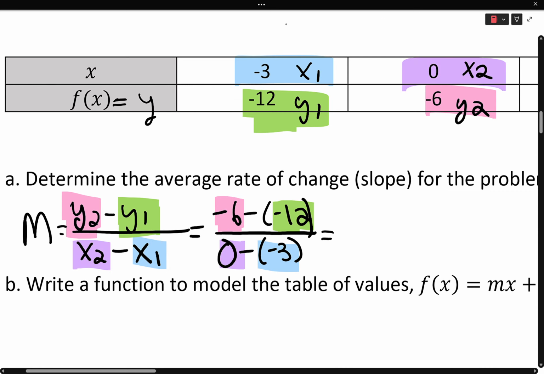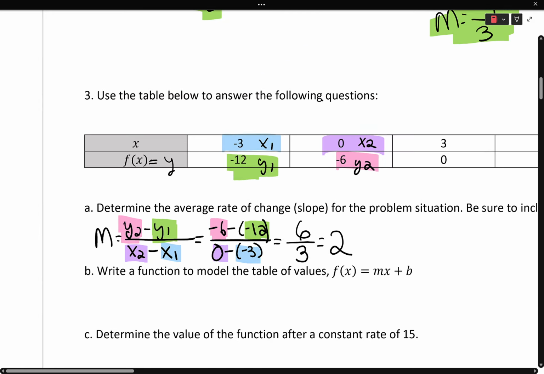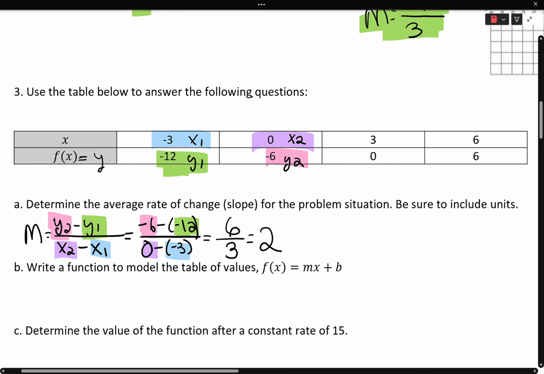On top, negative 6 minus negative 12 is positive 6, and 0 minus negative 3 is 3. And that, of course, reduces to 2. Now, this is the other way we could look at it. Let's find the pattern for our y's. It looks like each time we're going up by 6. And for our x's, we're going up by 3's. That's still 6 over 3, which still gives us 2.